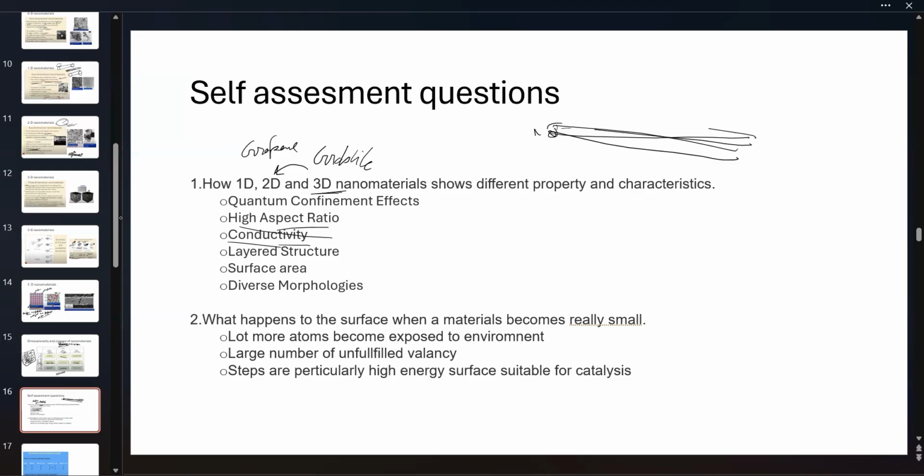You can have different layer structures. Surface area changes as you go from 3D to 2D to 1D. Morphologies: in 2D, you can have plates of different shapes, whereas structures you find in 1D, like rods or tubes, won't form in 2D nanomaterials.